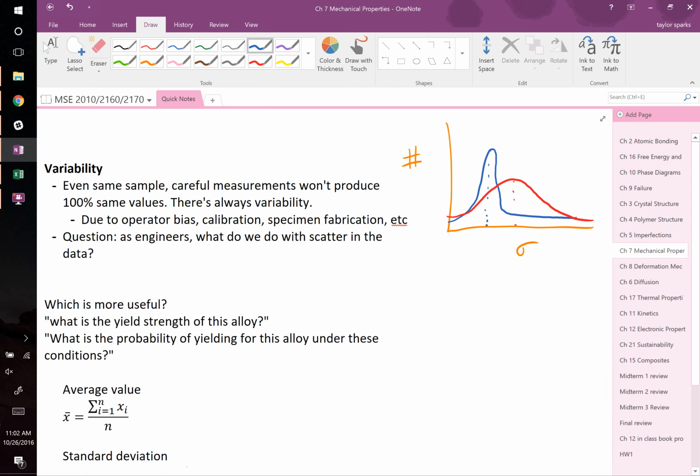So a good question to ask is, as engineers, what do we do with this? Do we prefer one of these materials over the other? And how do we deal with scattering the data? How do we talk about it? Because it's going to be important. So there's a couple things.